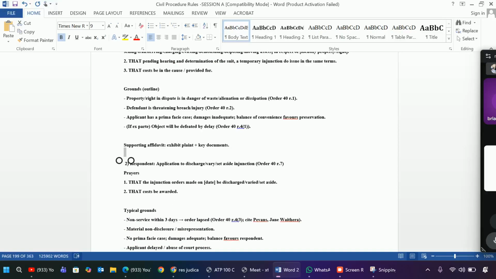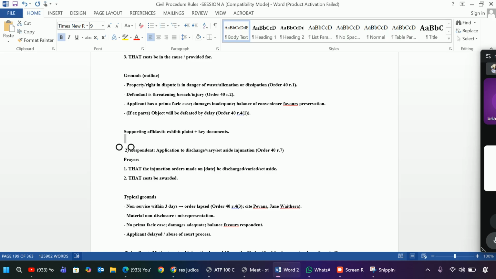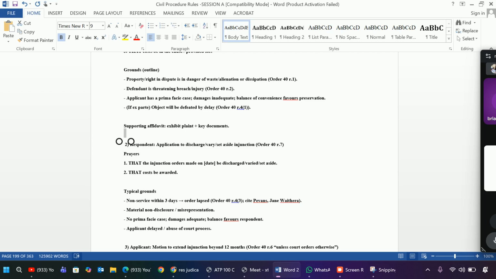What are the grounds that the examiner will expect to see? Property or right in dispute is in danger of waste or alienation or dissipation. Defendant is threatening breach or injury. Applicant has a prima facie case. Damages will be inadequate and balance of convenience favors preservation.